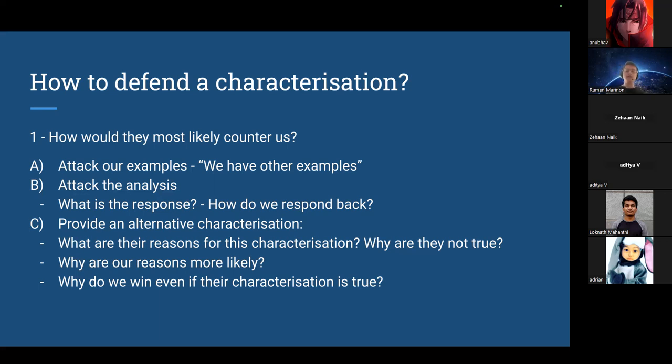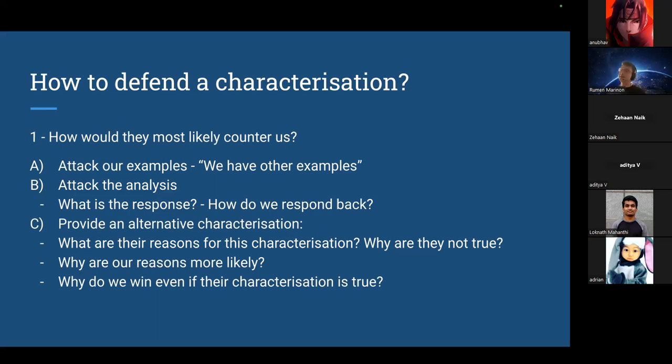And finally, and this is the ultimate play, the even if, which is why do you win even if their characterization is true? This could work. I want to make a disclaimer. This is a strategy that you can incorporate rarely. It's not a strategy that you can incorporate all the time. In most cases, you'll have to just beat their characterization.